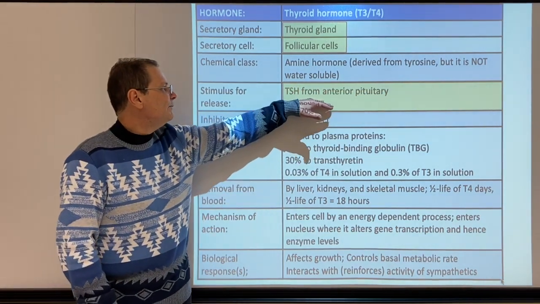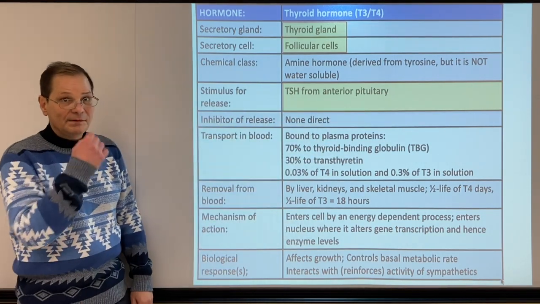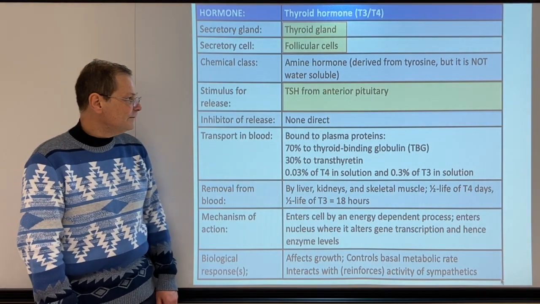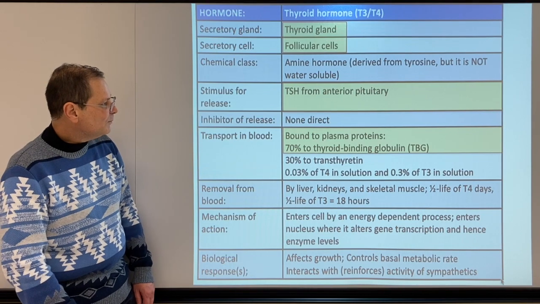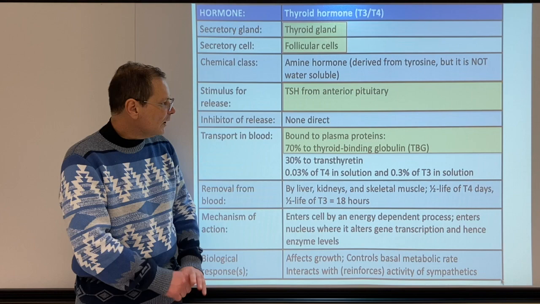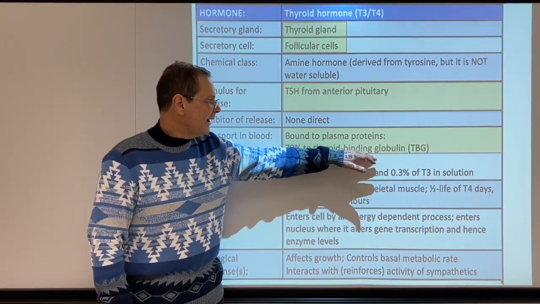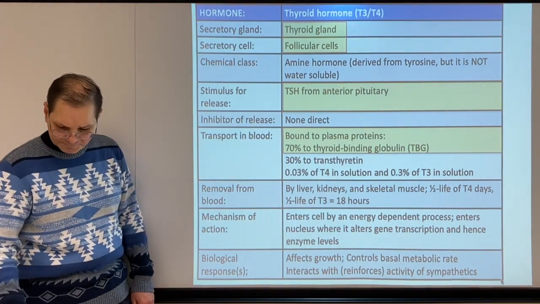Release is stimulated by TSH from the anterior pituitary, so we're going to be talking about the hypothalamic pituitary target organ system again. It is bound to plasma proteins for the most part in the bloodstream, and a lot of this is bound to thyroid binding globulin, a specialized protein for this purpose.